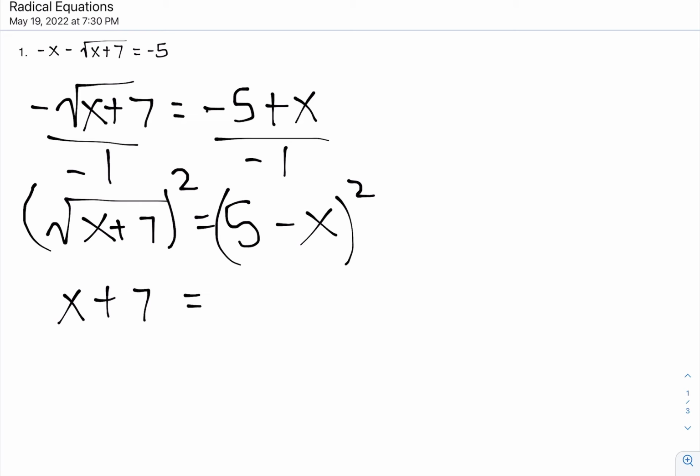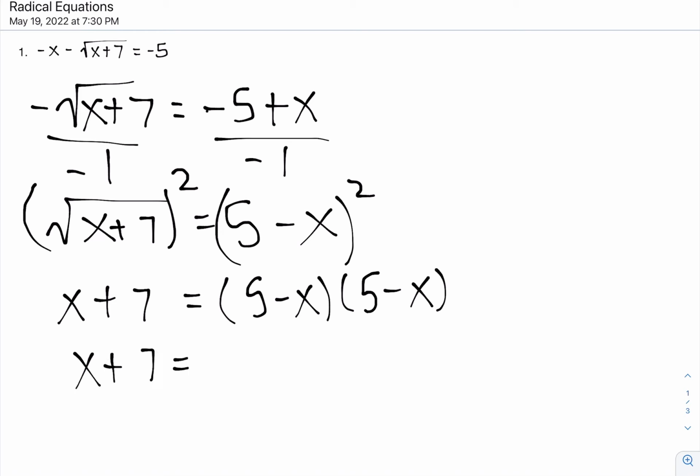And then 5 minus x, squared. Remember, this isn't just 5 squared minus x squared. This is two brackets multiplying into each other. So it's 5 minus x times 5 minus x. Once we expand it, we FOIL it out. This is going to be 25 minus 10x plus x squared.